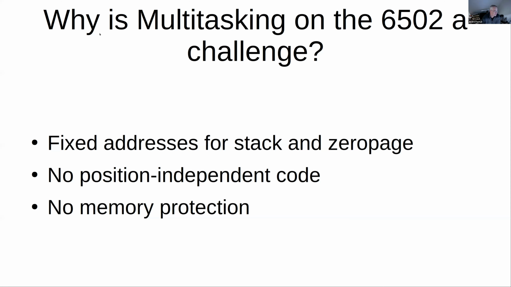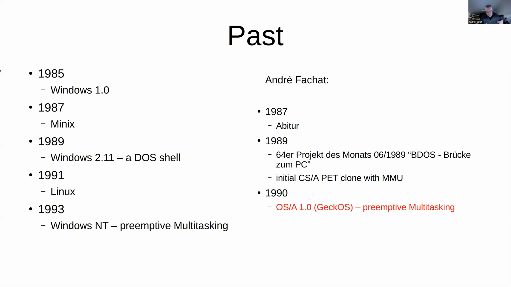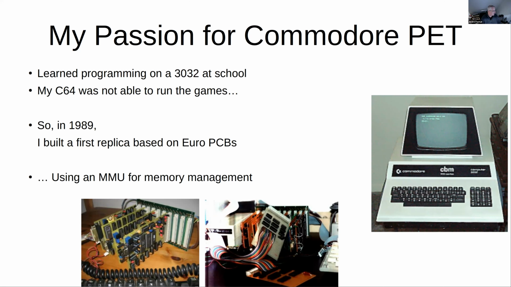We've heard about that. We have fixed addresses for the stack and zero page, we have no position-independent code, and we have no memory protection. Looking at the past, it all started in 1990 or maybe 1989 when I built my initial Commodore PET clone, and it was using an MMU. Here you can see a picture of that machine.